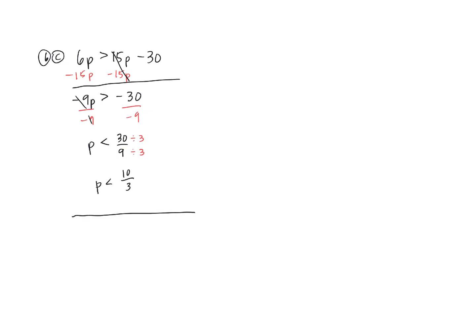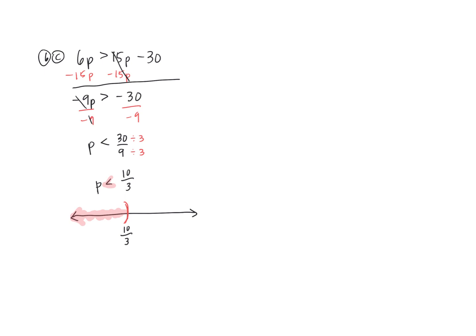Now I'm going to put that on a number line. So my boundary is 10 thirds. It's pointing to the left, so I'm going to shade to the left. And since it does not have an or equal to sign under it, it gets a parentheses.